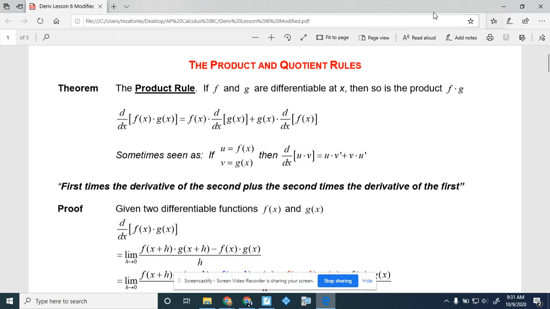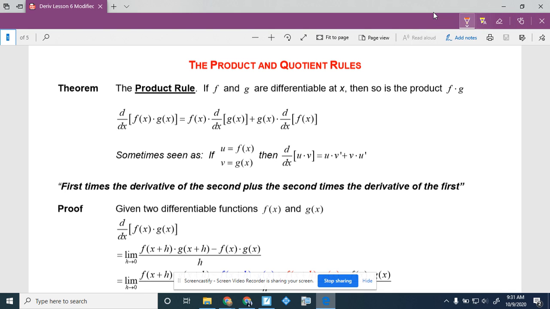Yo, welcome back. We're going to learn two big rules here for taking derivatives, specifically of products and quotients. We'll start with the product rule. The product rule is for when you want to take the derivative of the product of two functions. In other words, how would I take the derivative of f of x times g of x? Well, this is what you do.